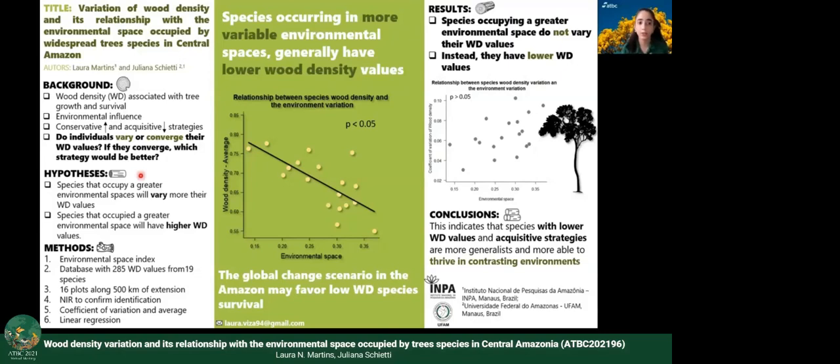The first one is that species that occupy a greater environmental space will vary their wood density values more, because these species are more subject to a greater variety of environmental conditions. So we expect some kind of adjustment of this trait to help them survive in this contrasting environment. On the other hand, if the species do not vary their wood density values, we expect that the species that occupy a greater environmental space will have higher wood density values, because this conservative strategy will provide them more safety.